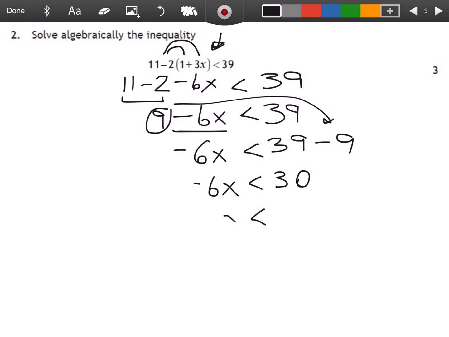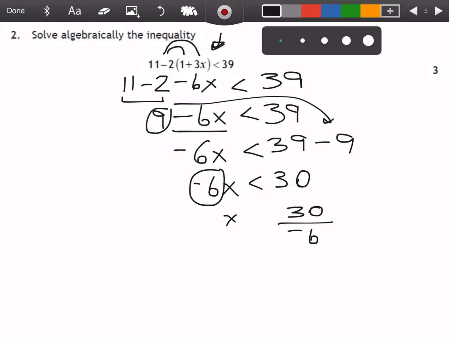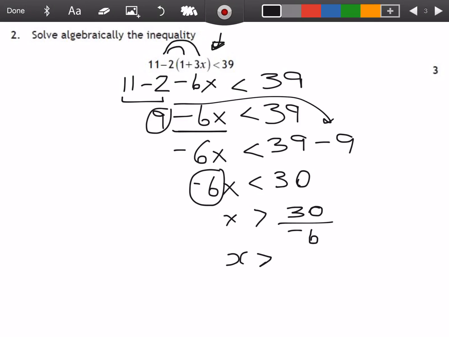Right, how do we work out what x is? What we're going to be doing here, we're going to be dividing 30 by negative 6. Now be very careful. What happens when you divide by negative 6 in an inequality question? What you actually need to do, and hopefully now that I'm mentioning it, you're sitting here thinking, yes, there's something we need to do. We reverse the inequality symbol. x is actually greater than. What's 30 divided by 6? It's 5. 30 divided by negative 6 is negative 5.